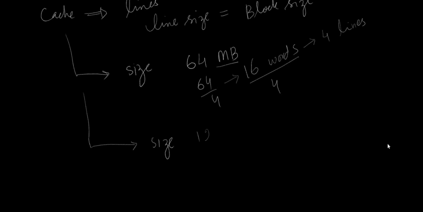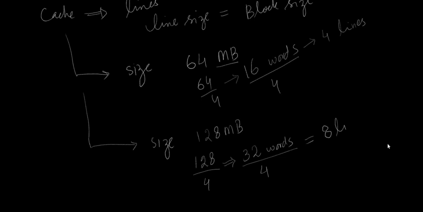Let's say I just decided that my cache size is 128 MB. If it's 128 MB, my word size is 4, so I'm going to store a total of 32 words. And because I'm storing 32 words and each block or each line is storing 4 words, because my block size should be equal to my line size, I'm going to have a total of 8 lines. Let's say I'm having 8 lines.